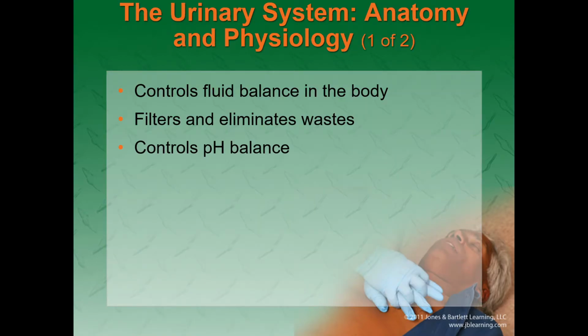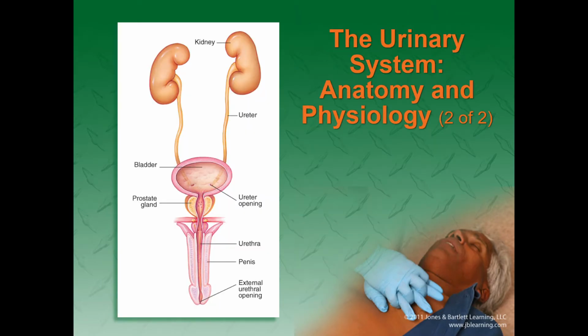The urinary system. The urinary system controls the discharge of waste materials that are filtered out of the blood by the kidneys. This controls the fluid balance in the body. That's why if you drink more, you pee more, trying to keep that balance. It filters and eliminates wastes, and then helps control the pH balance. So to keep your blood pH at that 7.35 to 7.45, the urinary system plays a big role in that.